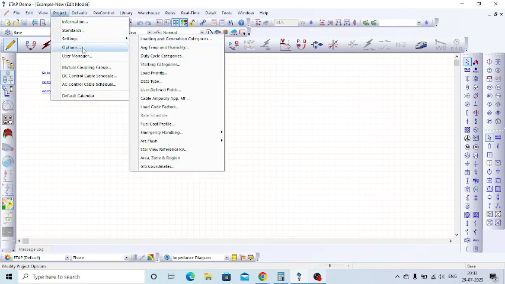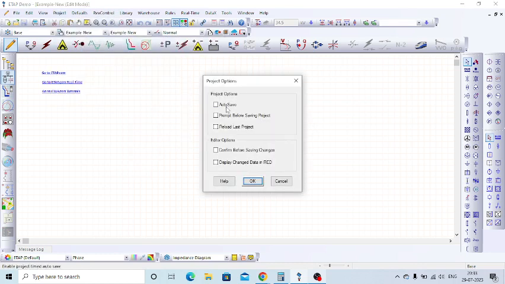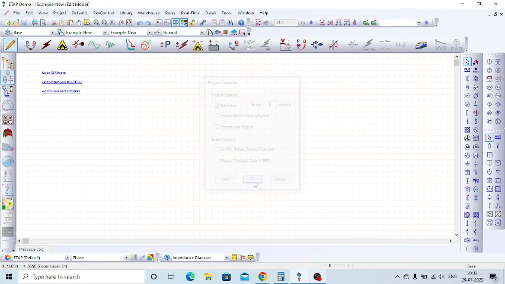Then the third one is the auto save option. If you want to enable auto save, you just press auto save and enter how many seconds you want between saves. For 5 minutes, every 5 minutes it will save the data. Okay, good.